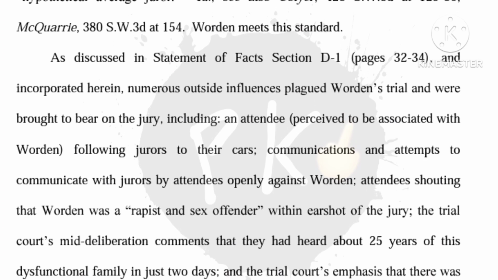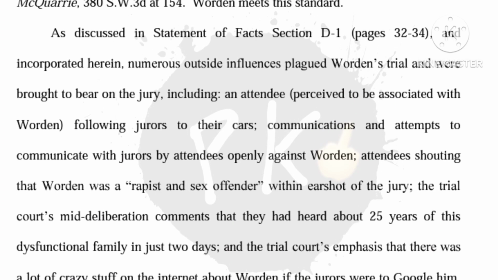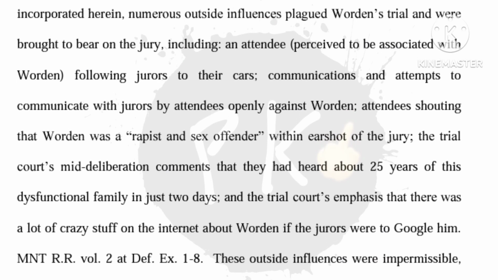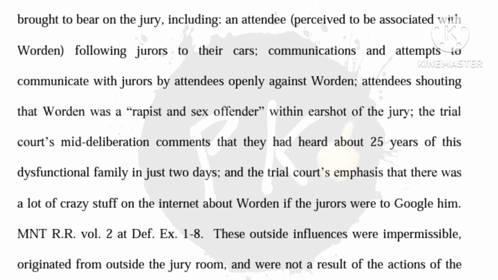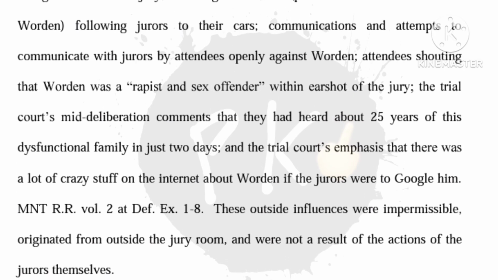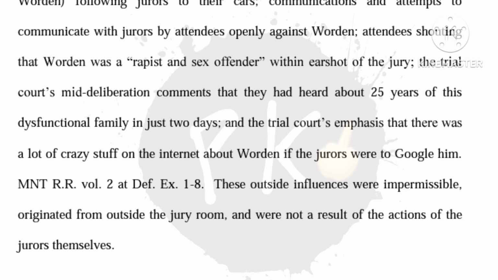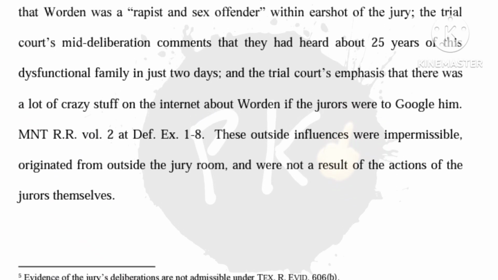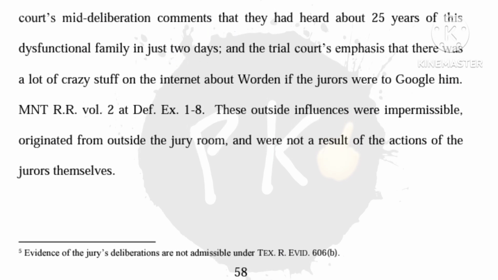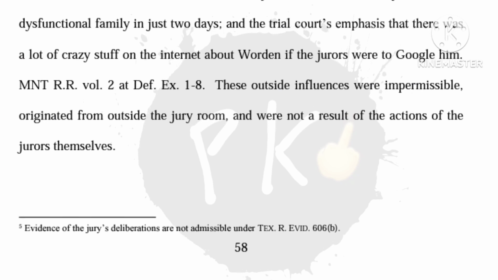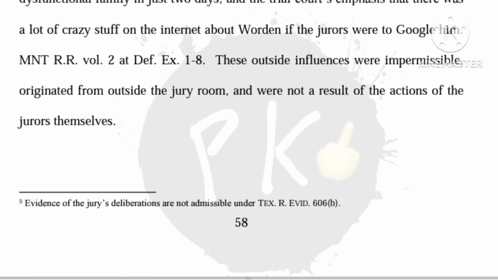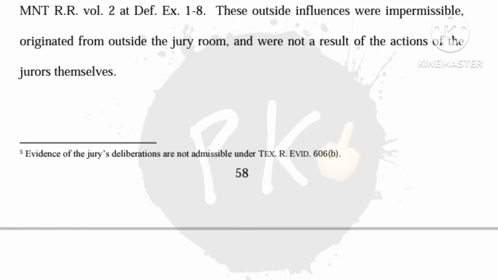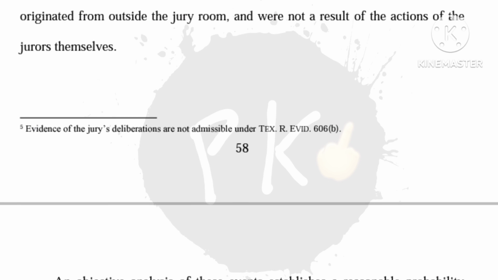Worden meets this standard. As discussed in Statement of Facts, section D-1, and incorporated herein, numerous outside influences plagued Worden's trial and were brought to bear on the jury, including an attendee perceived to be associated with Worden following jurors to their cars, communication and attempts to communicate with jurors by attendees openly against Worden, attendees shouting that Worden was a rapist and sex offender within earshot of the jury, the trial court's mid-deliberation comments that they had heard about 25 years of this dysfunctional family in just 2 days, and the trial court's emphasis that there was a lot of crazy stuff on the internet about Worden if the jurors were to Google him. These outside influences were impermissible, originated from outside the jury room, and were not a result of the actions of jurors themselves.